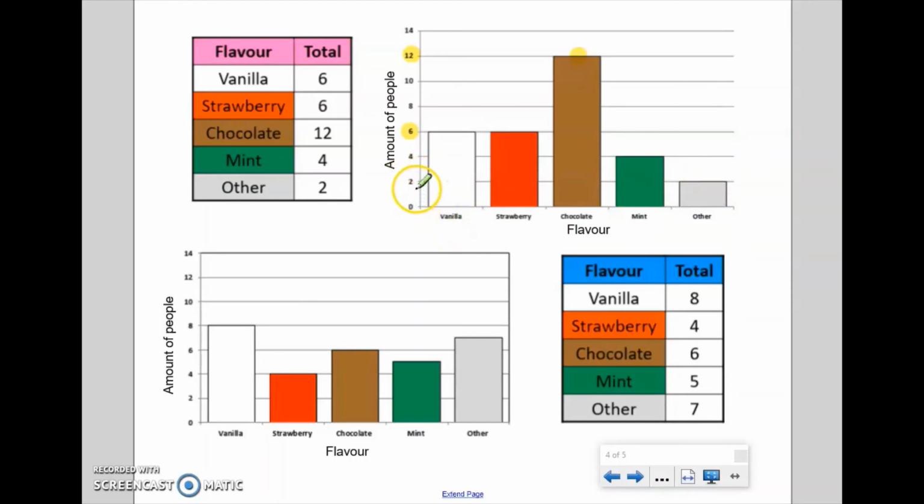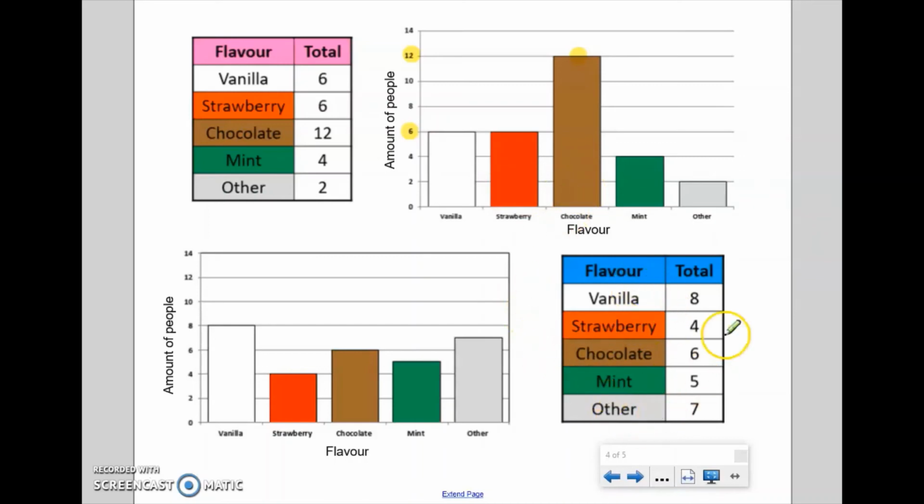Notice that the scale on my vertical axis is very consistent. Each gap on my screen is represented by 2. I've also labeled my axes to give a bit of context to the question. I've added a little bit of color just to make the bar chart a little bit more eye-catching and a bit easier to distinguish between the bars.